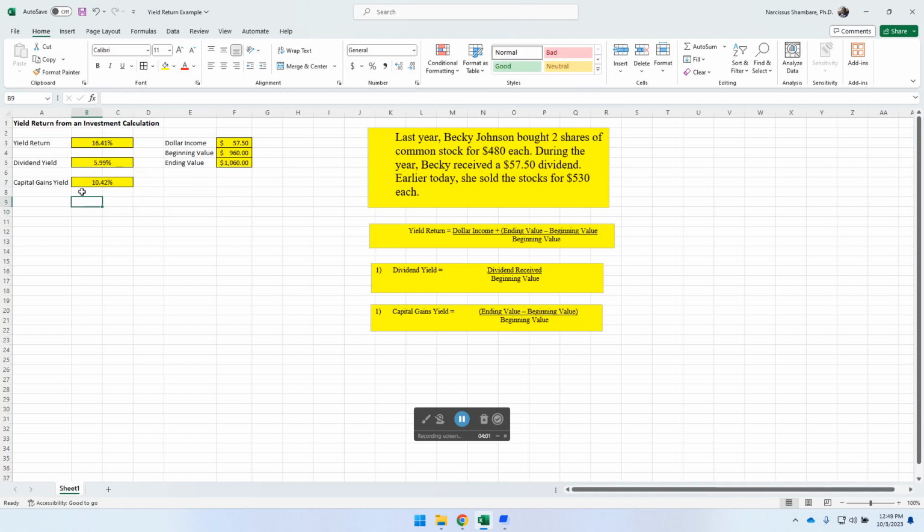So now how do we know that the breakdown adds up to the yield return? So if we say 5.99 plus 10.42, we can see that it does check out at the total yield return. Of course, many would ask, why bother? Why do you have to break it down? Because you'll find that dividends are taxed differently, whereas capital gains are also taxed differently.